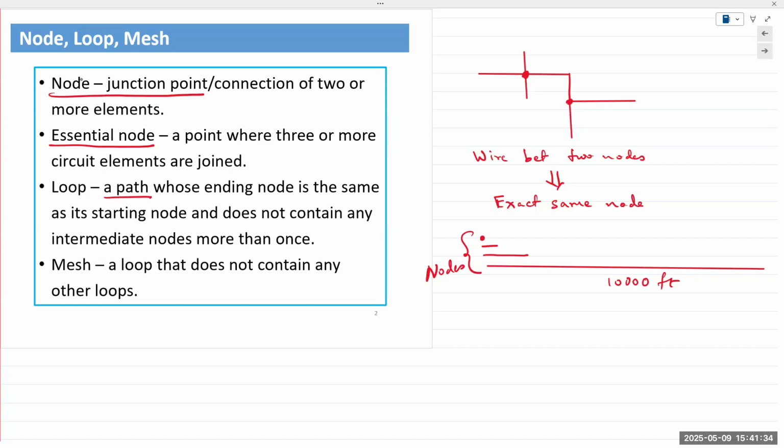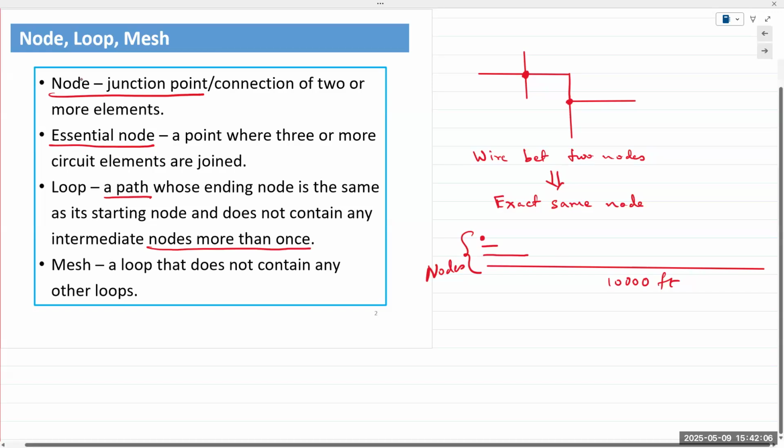More importantly, none of the other nodes are repeated more than once, except for the starting and ending node. Because it's a closed pathway, whether it's a rectangle or ellipsoid or however it's connected or shown, the starting and ending node is the only one that is repeated twice. All other nodes in that loop are passed through just once. So that's an electrical loop.